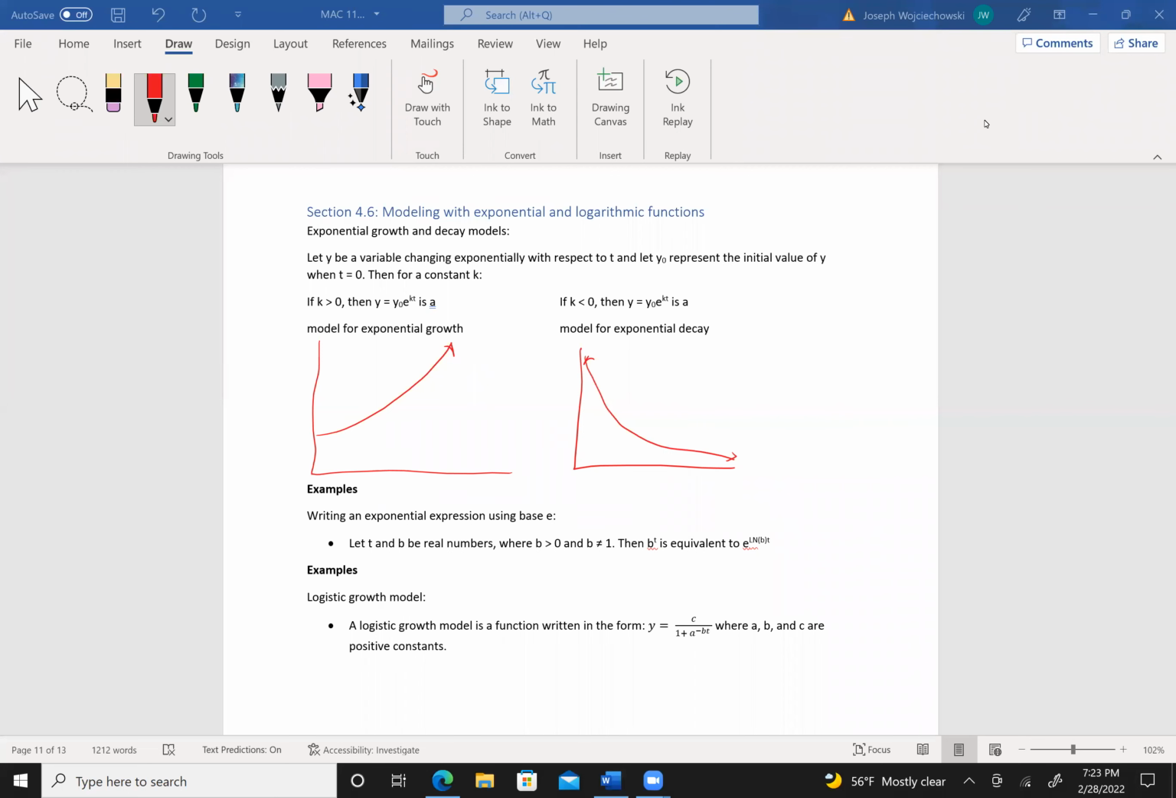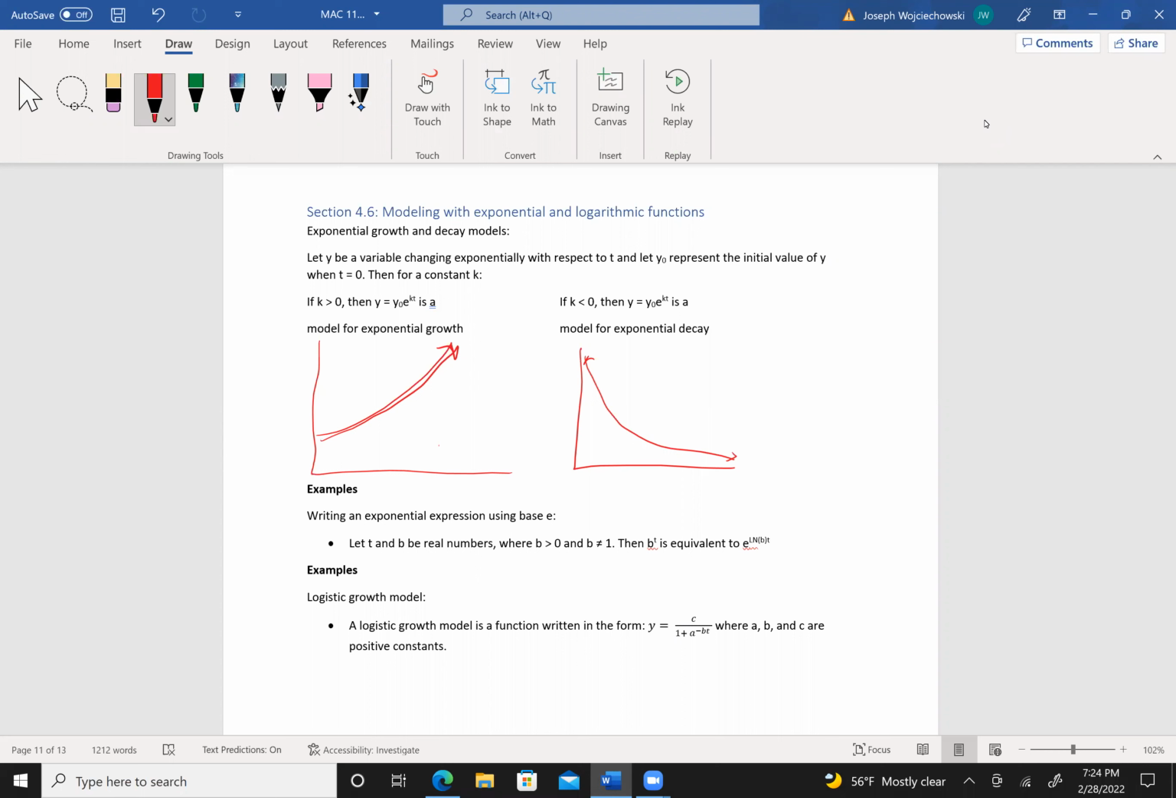Okay, today we're going to look at section 4.6, modeling with exponential and logarithmic functions. So we have our exponential growth and decay models, which we discussed before. We'll let y be a variable changing exponentially with respect to t, and let y sub 0 represent the initial value of y when t equals 0. Then for a constant k, where k is greater than 0, y equals y sub 0 times e to the kt is a model for exponential growth. This should look relatively familiar.